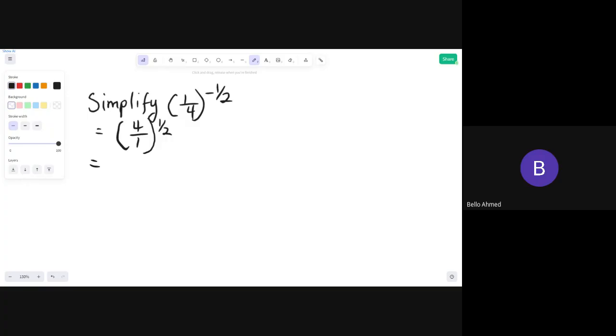So the next thing you're going to do now is that what is in the bracket is going to be simplified further, meaning that 4/1 is actually 4, because we all know that anything divided by 1 is that thing. So, everything raised to power 1/2.